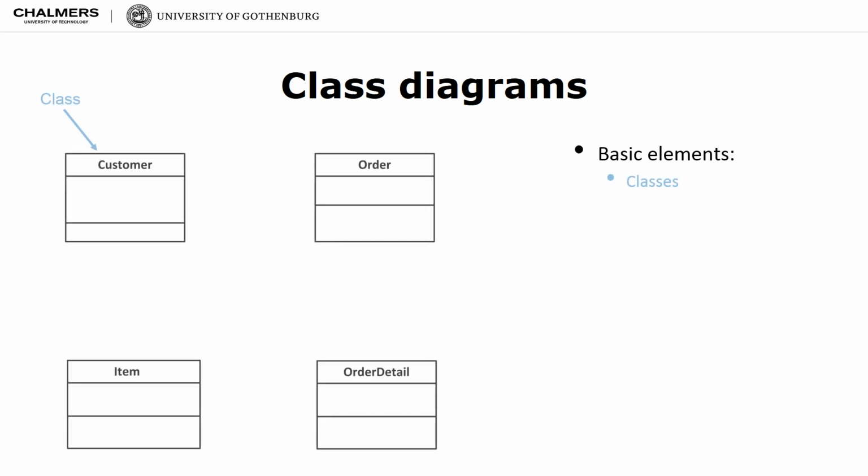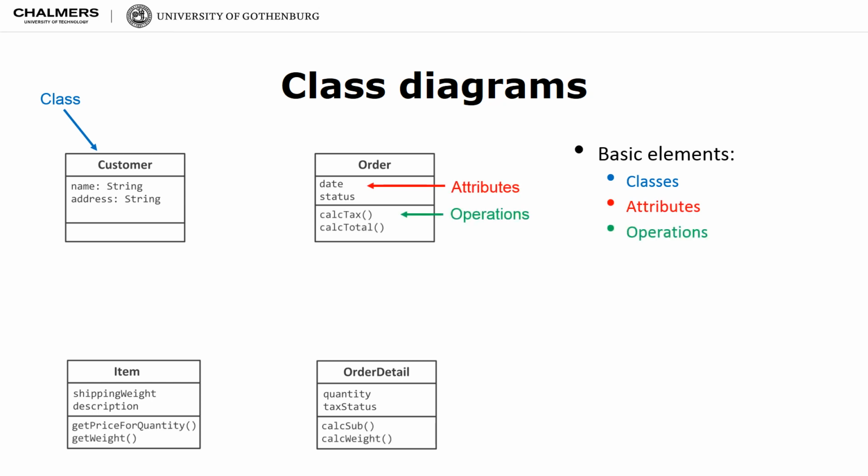Now we will walk through an example of a class diagram. In class diagrams, classes are represented by rectangular boxes that contain three compartments. The top compartment contains the name of the class, the middle compartment contains the attributes of the class, and the bottom compartment contains the operations that the class implements. The relations between classes are called associations. Various types of relations exist.